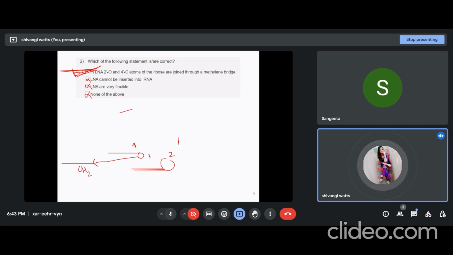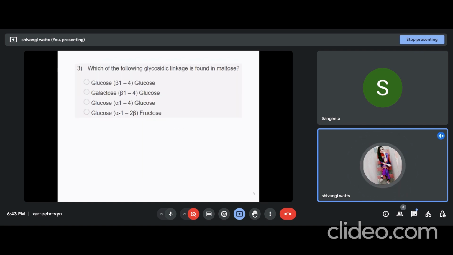Okay, so moving to the next question. The next question is which of the following glycosidic linkage is found in maltose? Option A is glucose beta 1 to 4 glucose, B is galactose beta 1 to 4 galactose, C is glucose alpha 1 to 4 glucose, and D is glucose alpha 1 to 2 beta fructose.